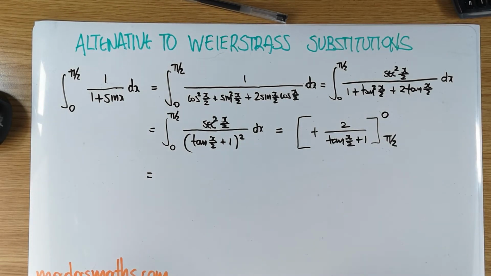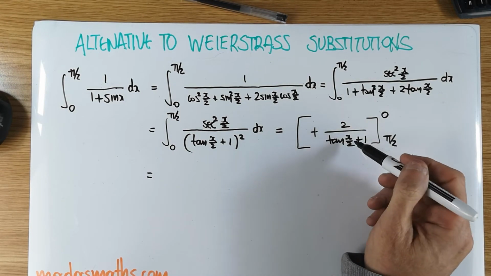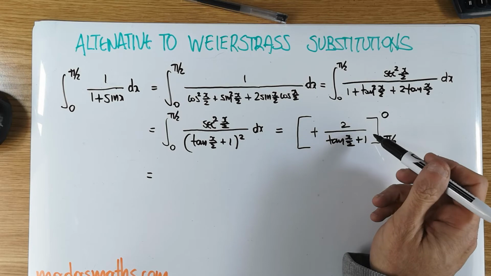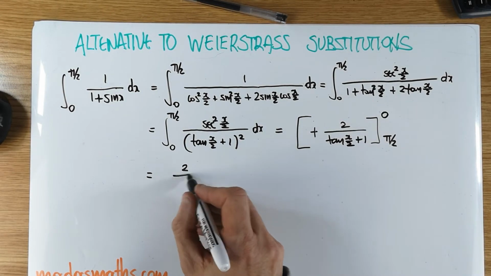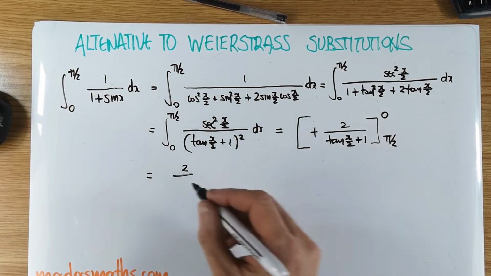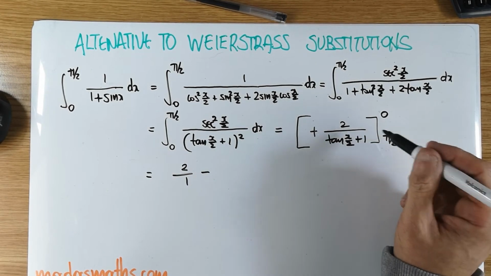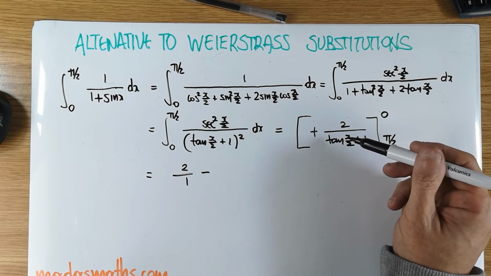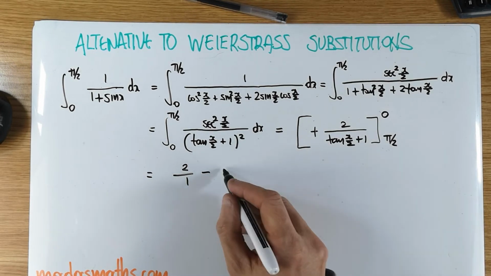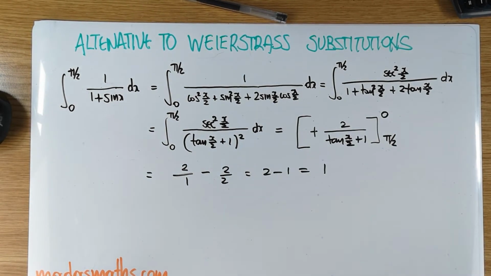So what happens now when we're putting our limits in? The tan of 0 is of course 0, so we've got 2 over tan of 0 plus 1, which is 2 over 1 for the top limit. Minus, the pi over 2 needs to go in here, so it's 45 degrees. Tan of 45 is, of course, 1. Plus 1 is 2, so that's 2 over 2. So, of course, the answer is 2 minus 1, which is 1, which is what I said this integral should come to at the very end.